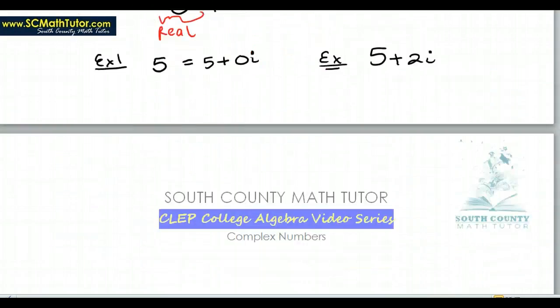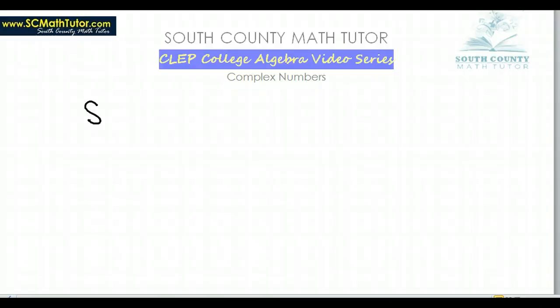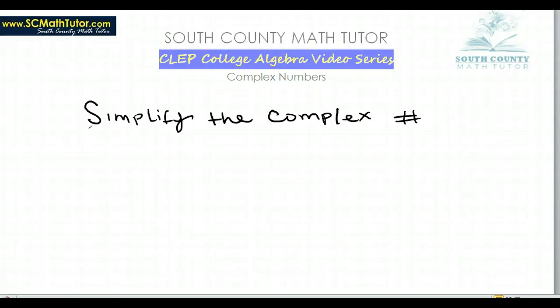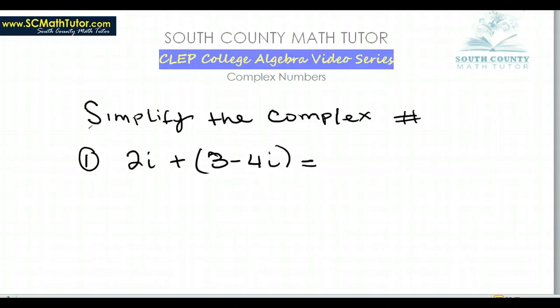Okay, so how about simplifying? Let's move quickly on to simplify the complex number. Adding complex numbers, let's see, 2i plus 3 minus 4i. Adding complex numbers is just like combining like terms. You put the reals together, you put the imaginaries together.